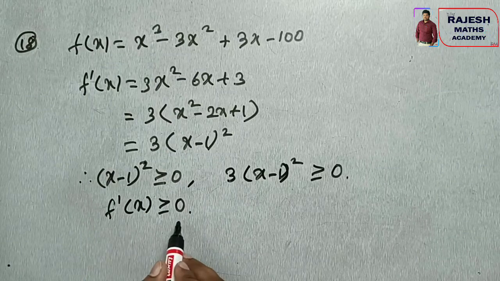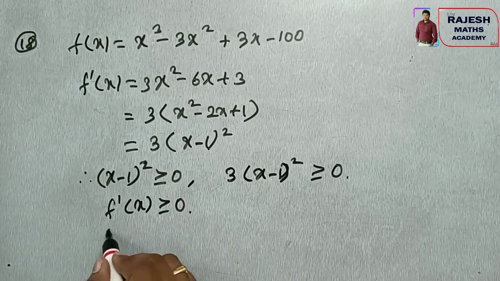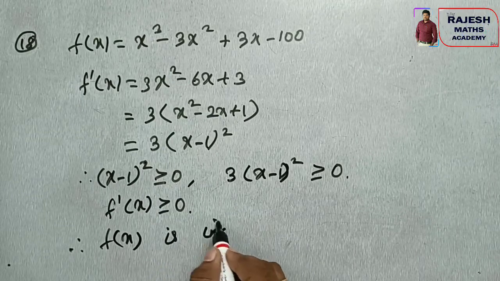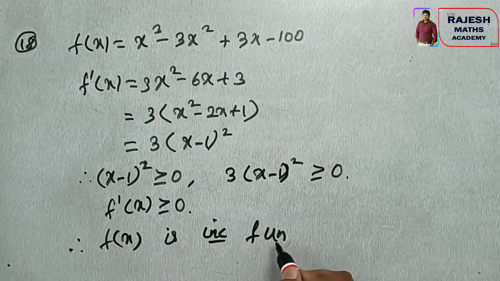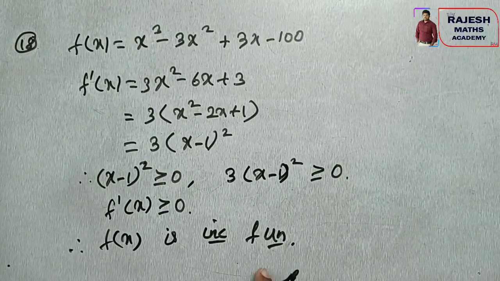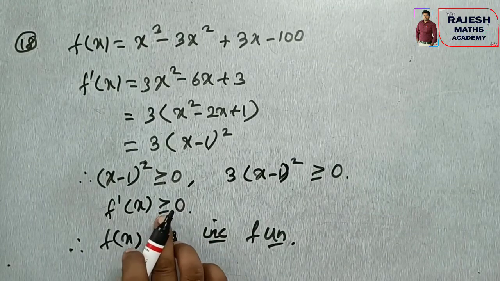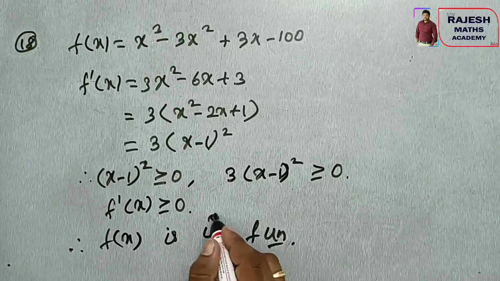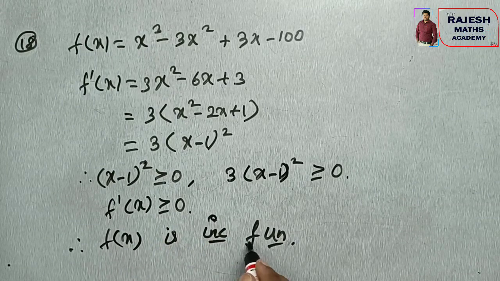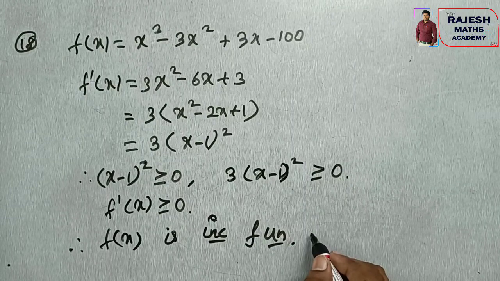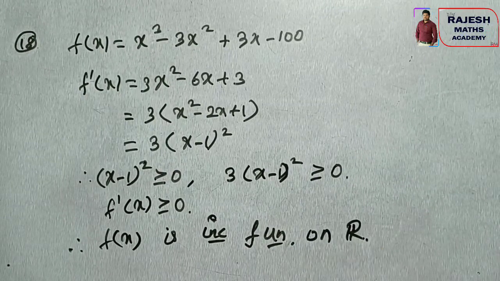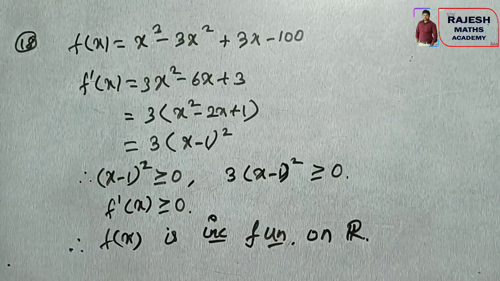F dash of x greater than or equal to 0 means we can say that, therefore, f of x is an increasing function. If it is strictly increasing, it must be greater than 0. But it is greater than or equal to 0. That's why we have written increasing function. On which interval? On real numbers. On all real numbers, this function is an increasing function.